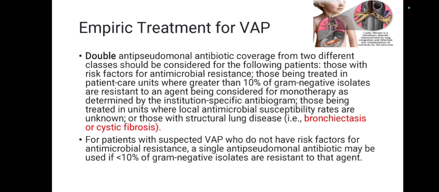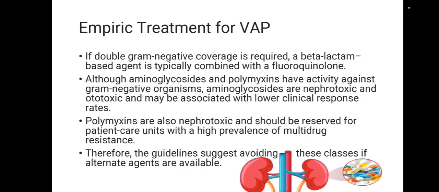So, as we know before, cystic fibrosis and bronchiectasis will be treated with double anti-pseudomonal antibiotics. We need to cover it with two different classes. And we need to check if there are any alternatives other than aminoglycosides or polymyxins, because both of them are nephrotoxic.